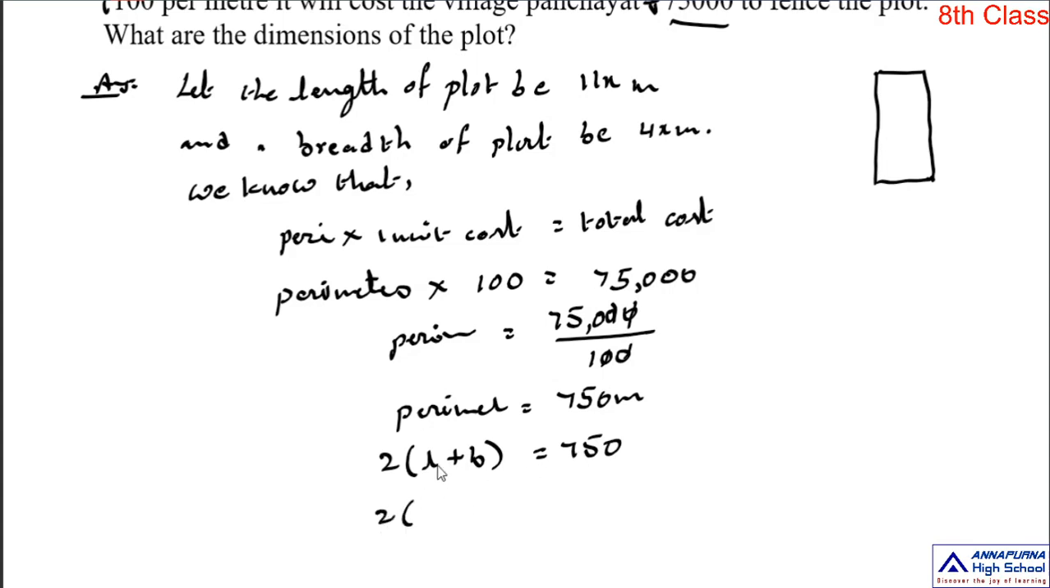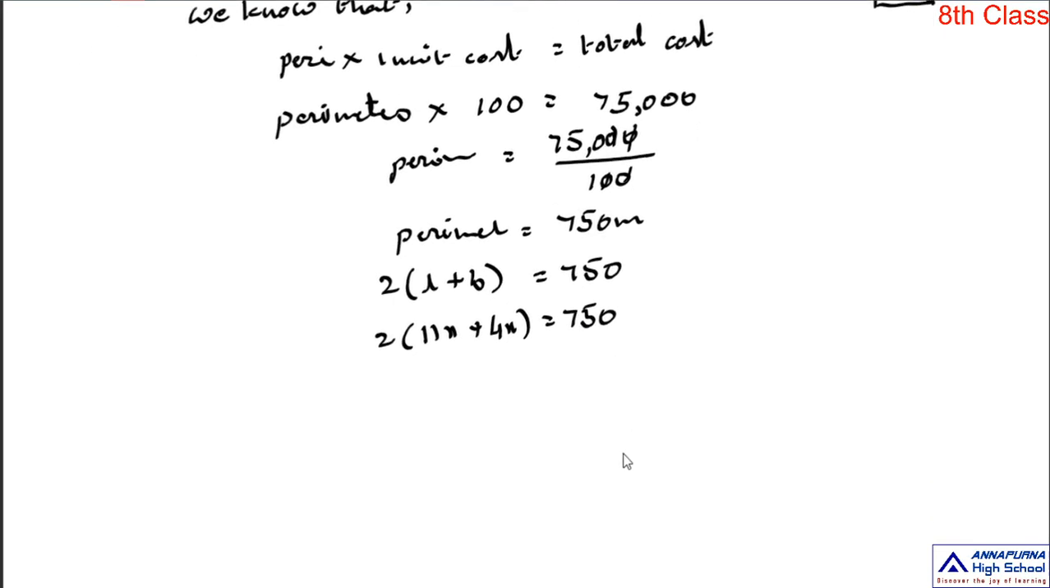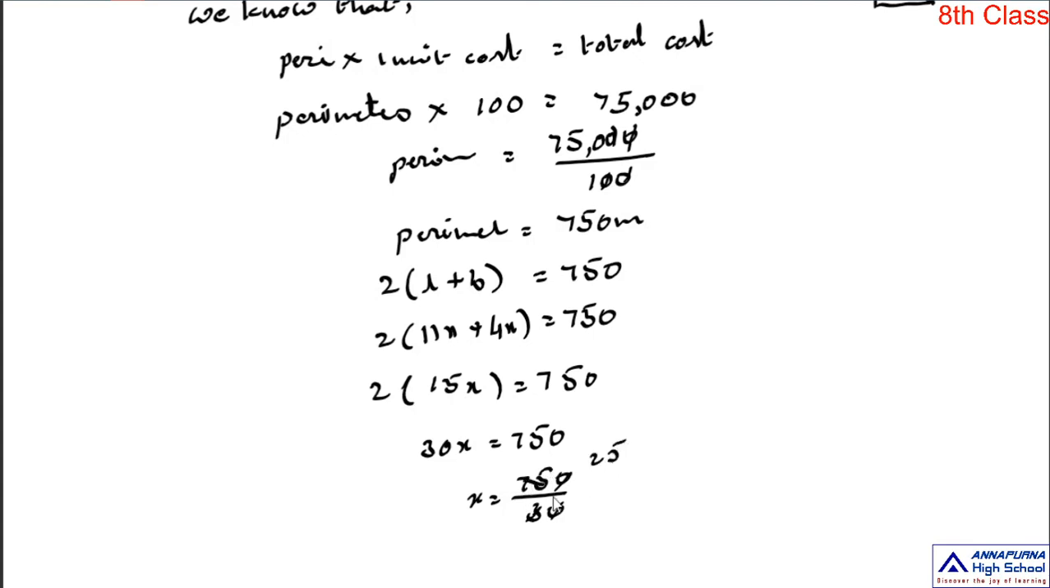So 2 into (length of the rectangular plot, which is 11x, plus breadth of the rectangular plot, which is 4x) is equal to 750. So 2 into (11x plus 4x), that is 15x, is equal to 750. So 2 into 15x, that is 30x, is equal to 750. So x is equal to 750 by 30. The zeros cancel, 3, 75, 25 times. So x is equal to 25.